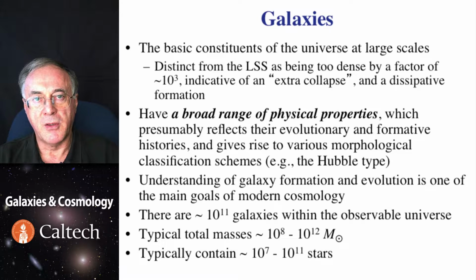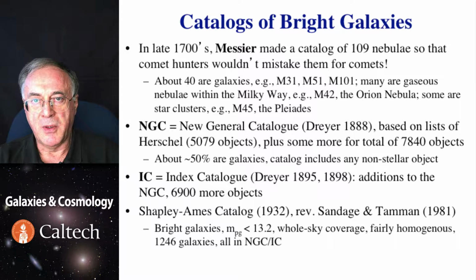goals of modern cosmology. A couple basic facts are that there are about 100 billion galaxies within the observable universe now, and their masses range from hundreds of million to maybe trillion solar masses, containing up to a couple 100 billion stars. The first thing that any empirical science would do is to catalog what's out there. And the catalogs of galaxies have been a basic data for astronomy for a long time.